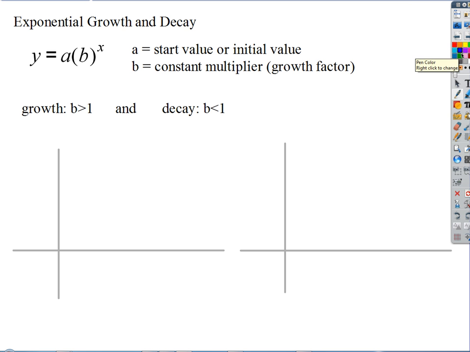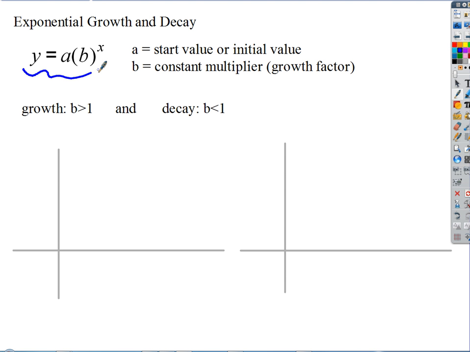Here's the equation, a very simple equation that models exponential growth and decay. y equals a times b to the x. Now what's odd about this is that the x is in the exponent. The variable is in the exponent. You're not used to that.